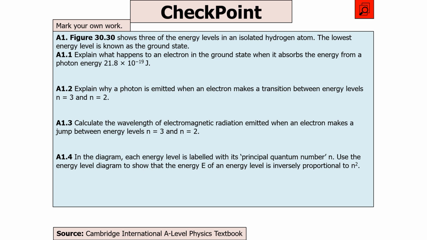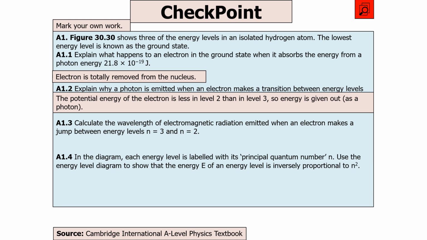Right, in this first one, if it goes from this ground state and it absorbs the energy, it's going to be completely removed from the nucleus because it'll have enough energy to get away from the nucleus and leave, so it'll be totally removed from that atom. Now, when it's going downwards, the potential is less at n equals 2 than 3, so therefore energy must be given out in the form of a photon. That's the principle of line spectra.